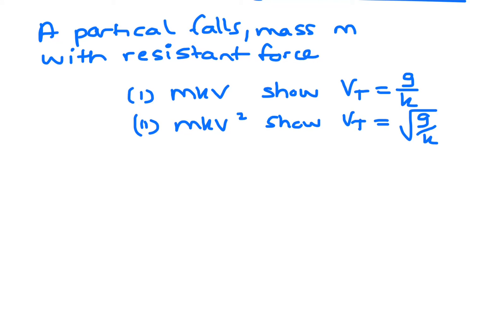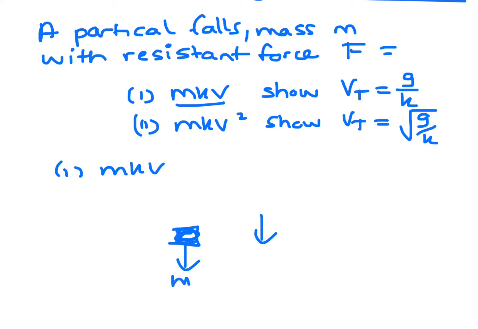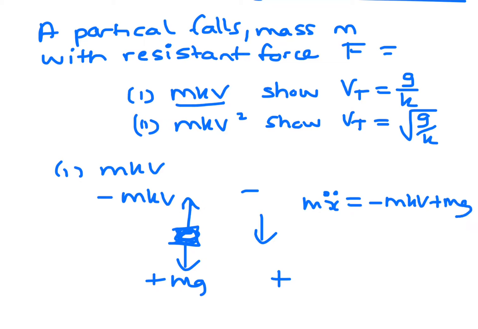So just as an example, a particle falls, mass m, resistance force F. First we're going to do part 1, where the resistance force is mkv. If something is falling, it has its weight force mg, positive is going down. The resistance force is minus mkv, negative because it's going the other direction. So mass times acceleration equals the sum of the forces. The m cancels, so you get acceleration equals minus kv plus g.